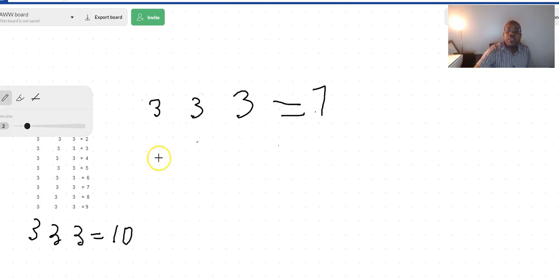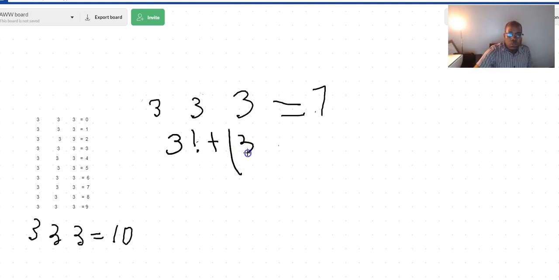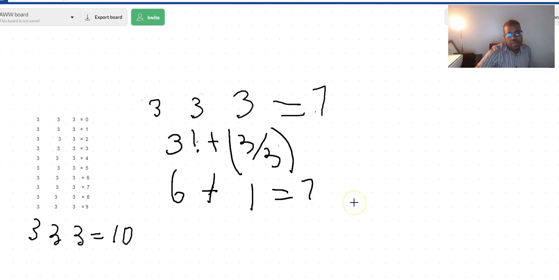Okay, 7, we're gonna use factorial again. So it's gonna be factorial 3. You know factorial 3 gonna give 6, right? So plus 3 over 3. Okay, so here I'm gonna have factorial 3 that gonna give me 6, right? Plus 3 over 3 that gonna give me 1. 6 plus 1 give us 7. Okay, so we use factorial for 7 and for 5.